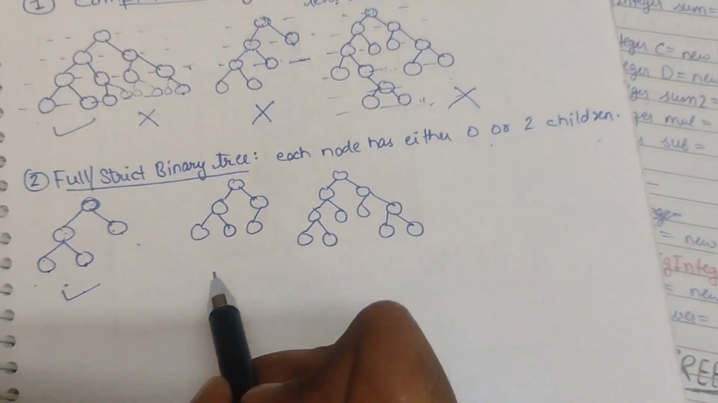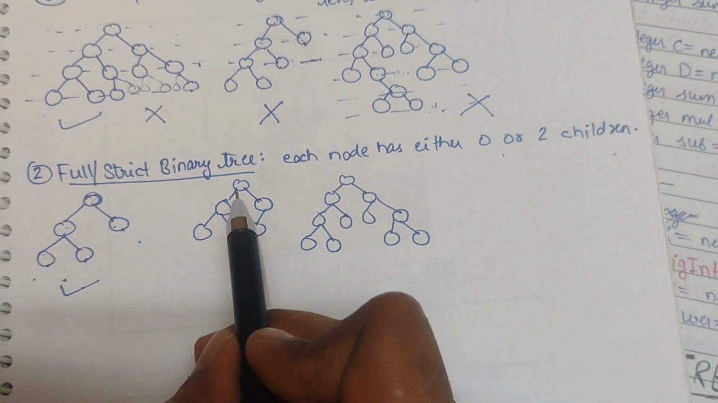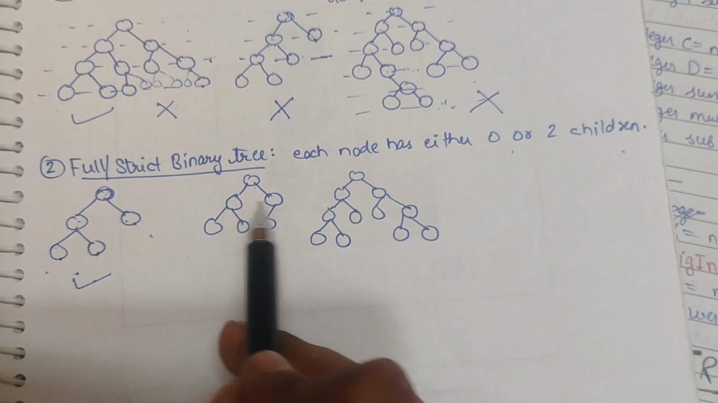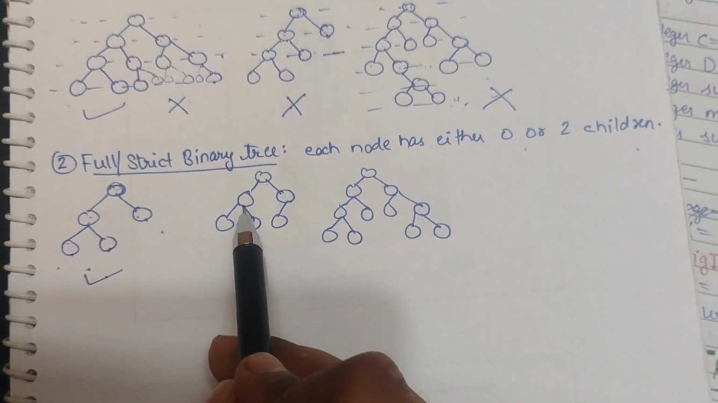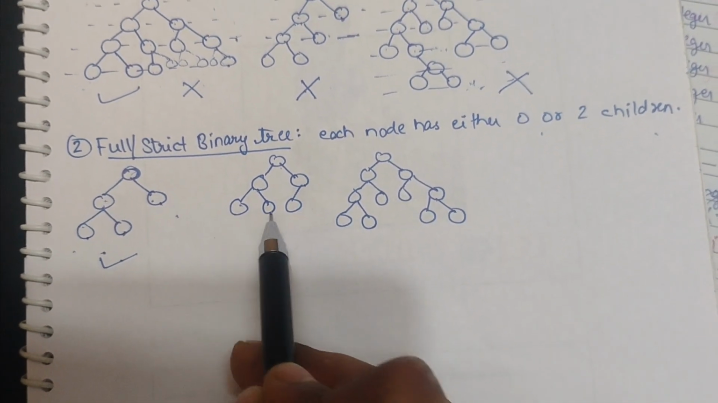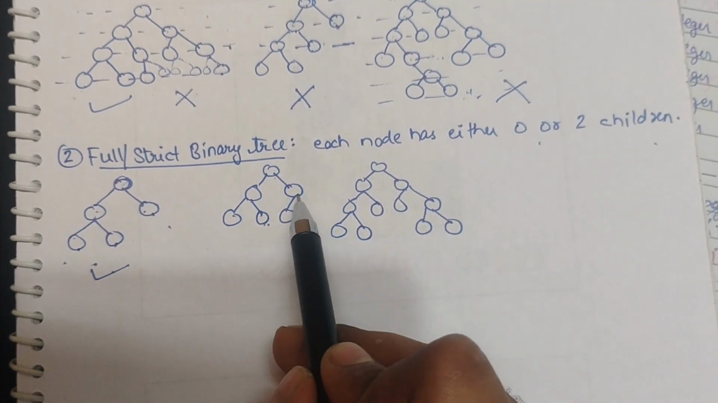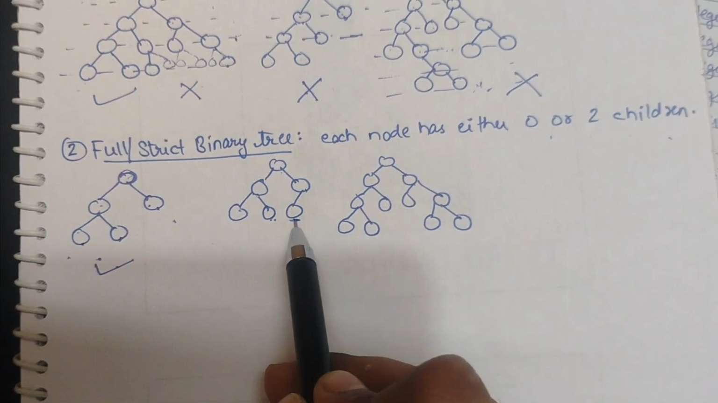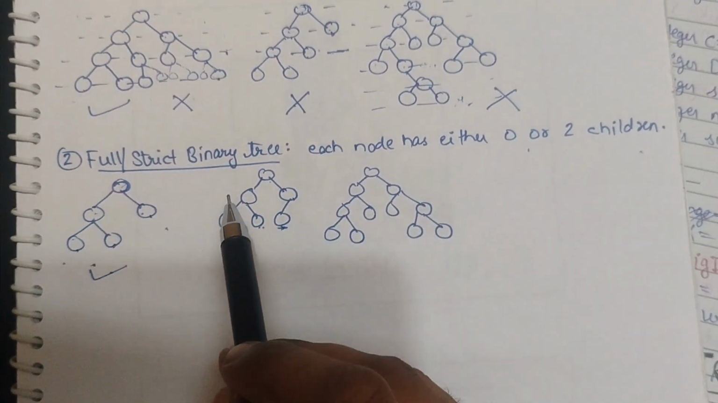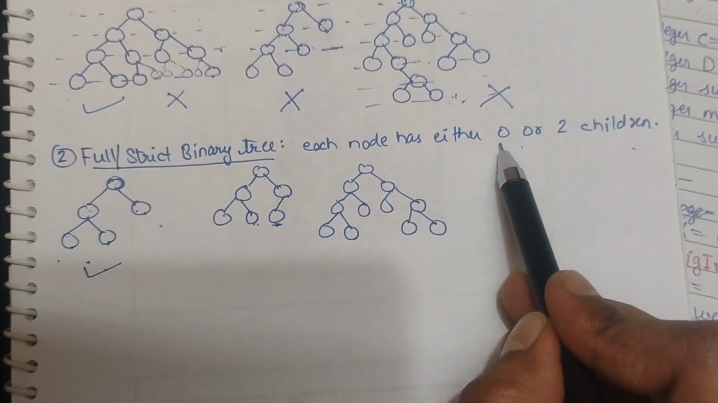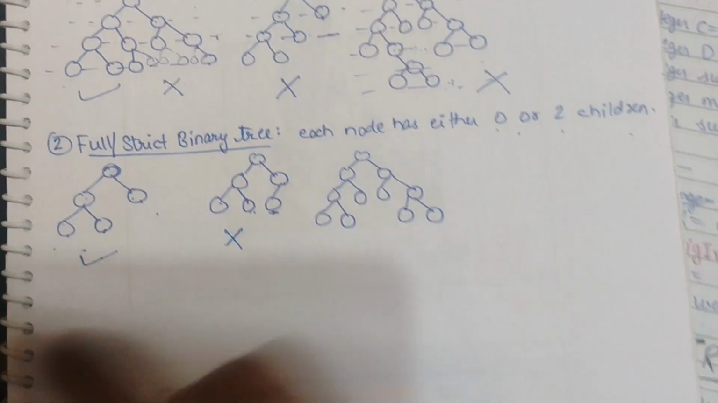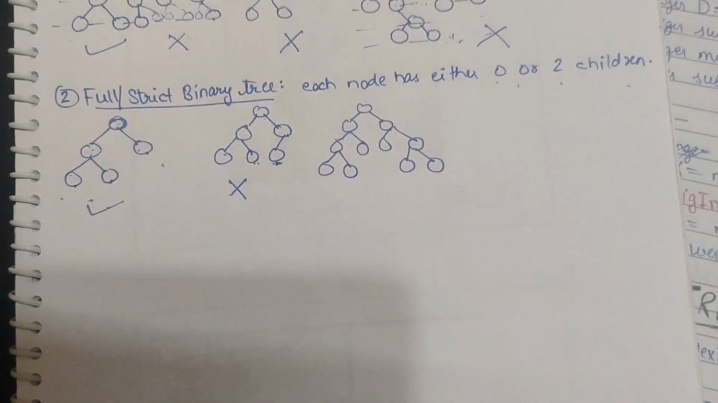Okay. Now the second example, we can see that this node is having two children. Okay. This node is having 2 children. These 2 nodes are having 0 children. What about this node? This node is having only 1 child, but that is not what the definition says. It says either it should have 0 or 2. So no, this is not a full or strict binary tree.